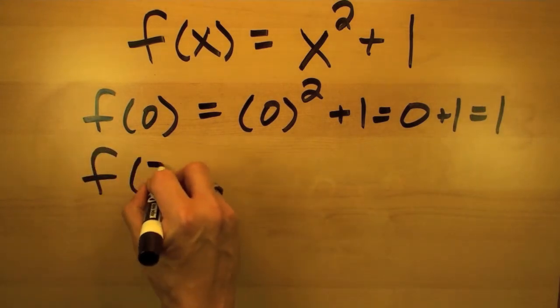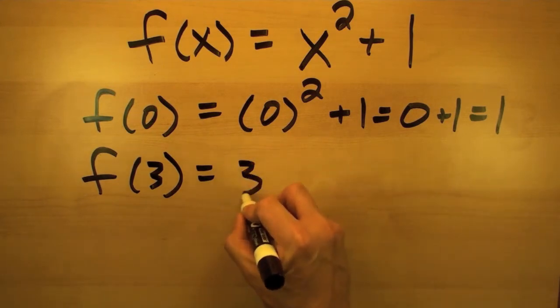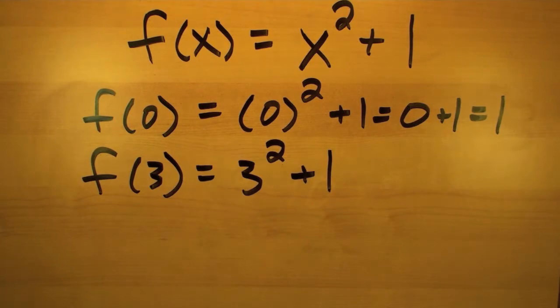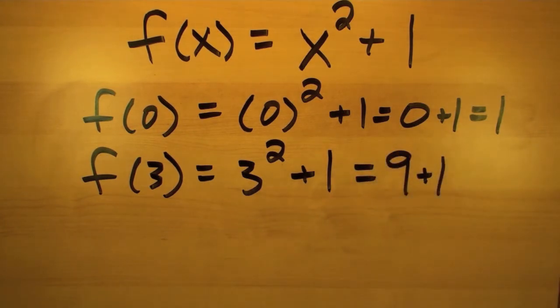And we can find f of 3 the same way. We substitute 3 in for x to get 3 squared plus 1. 3 squared is 9. We add in our 1, we get an answer of 10.